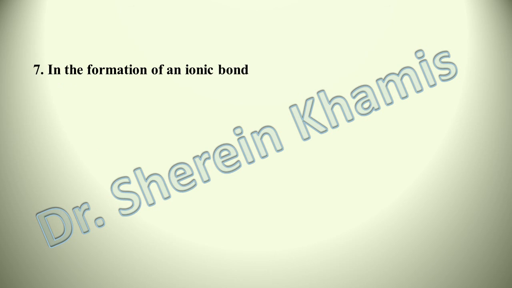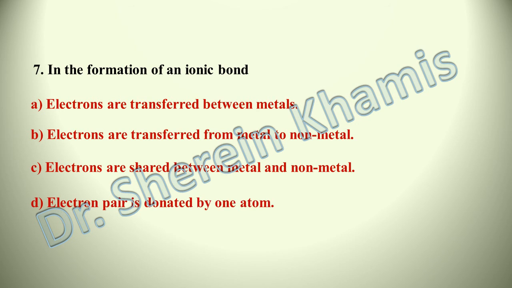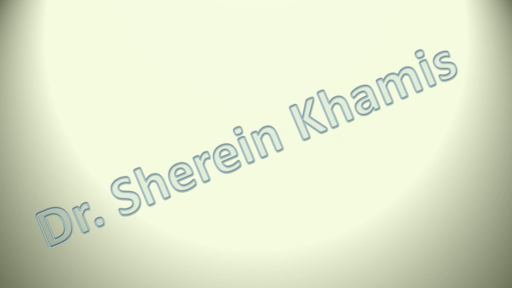Okay, question number 7 says that in the formation of an ionic bond, we have electrons are transferred between metals, electrons are transferred from metal to non-metal, electrons are shared between metal and non-metal, and the last one electron pair is donated by one atom. Okay, what happened to form an ionic bond? One of them loses and the other gains, so the electrons are transferred from metal to a non-metal. Okay, another question.